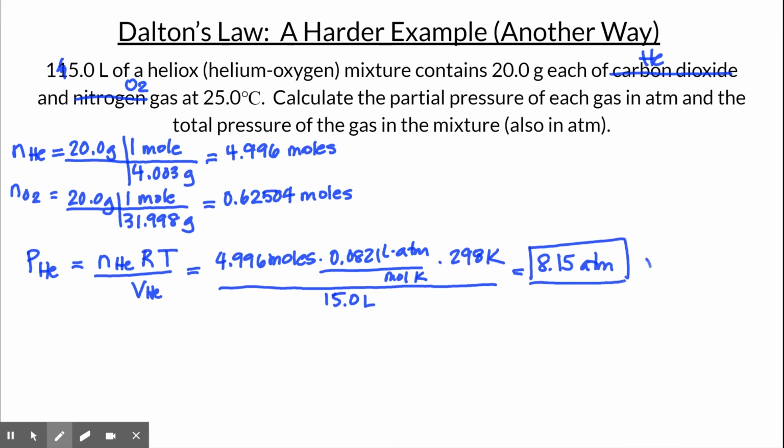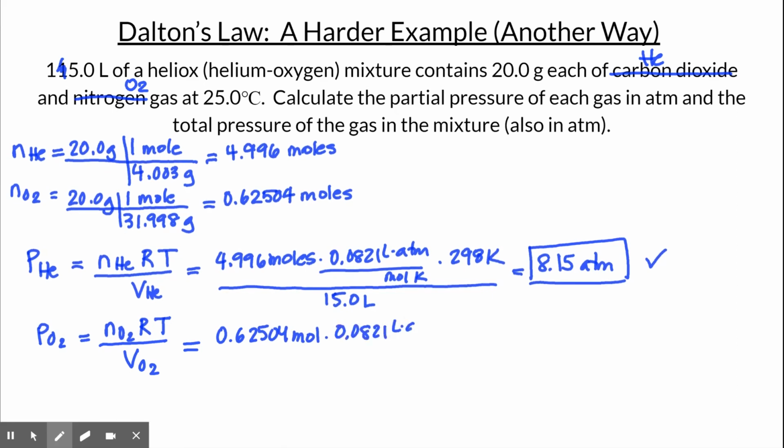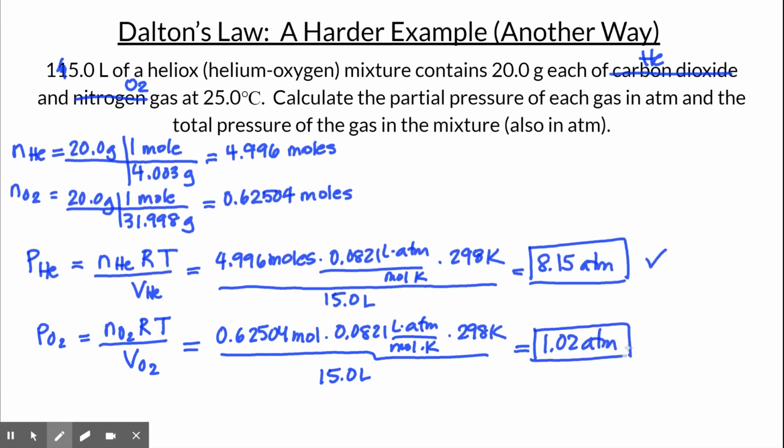So that's one of our answers. We're going to do the same kind of thing, but for oxygen gas. So P of O2, we're going to multiply n of O2 times R times T divided by the volume of the oxygen gas, which is again 15 liters. So 0.62504 moles times 0.0821 liters atmospheres over mole K times 298 K. Divide all of that by 15 liters, and you get 1.02 atm. Again, rounded to three significant figures.